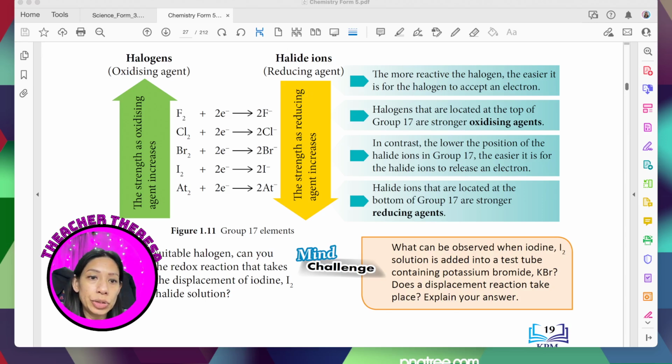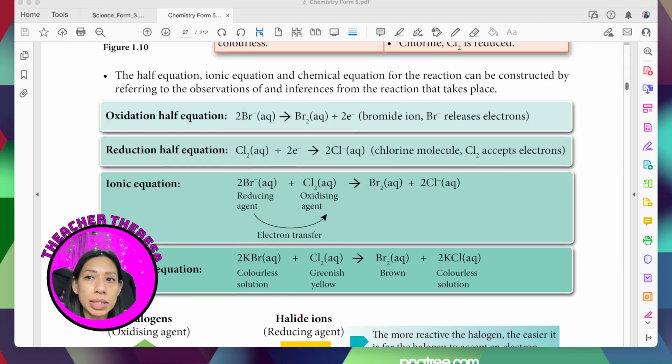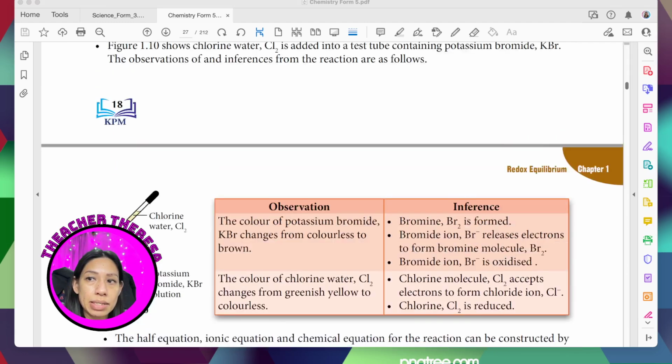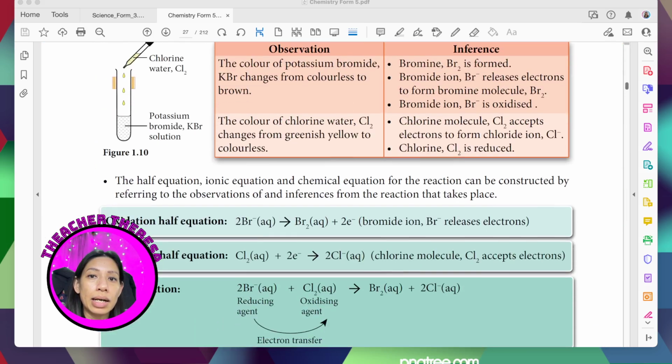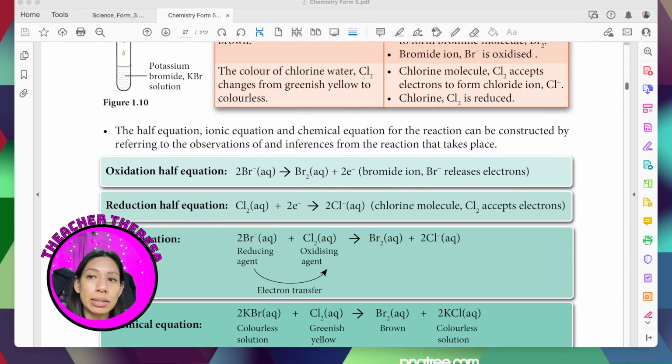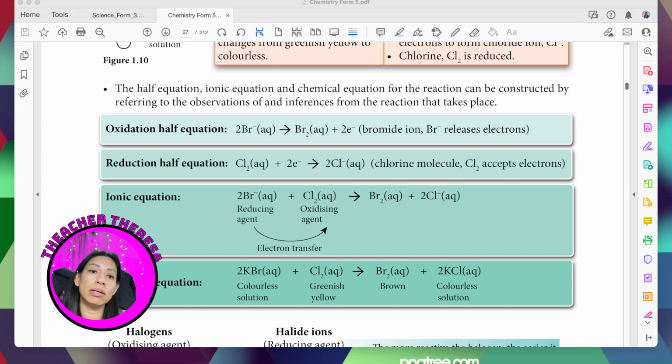So when you want to identify whether displacement of halogen takes place or not, this is involving a halogen in a halide solution, meaning that just like displacement of metal, displacement of halogen involves a more reactive or more electronegative halogen. So in this experiment, if you have chlorine in a potassium bromide solution, chlorine will have the tendency to undergo a reduction.